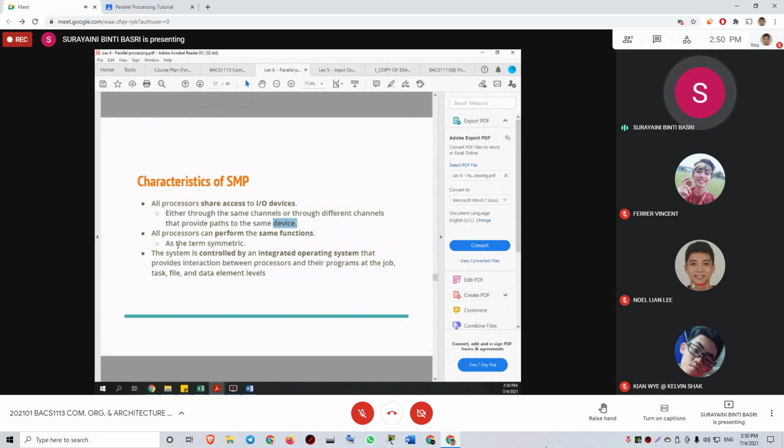All processors can perform the same functions. There is no boss and no slave, they are all the same. The system is controlled by an integrated operating system. The standard algorithm mentioned previously is coded into the operating system so that it can provide interaction between processors and their programs at the job, task, file, and data element levels. Like I said just now, all the tasks of the master processor are taken by the integrated operating system.